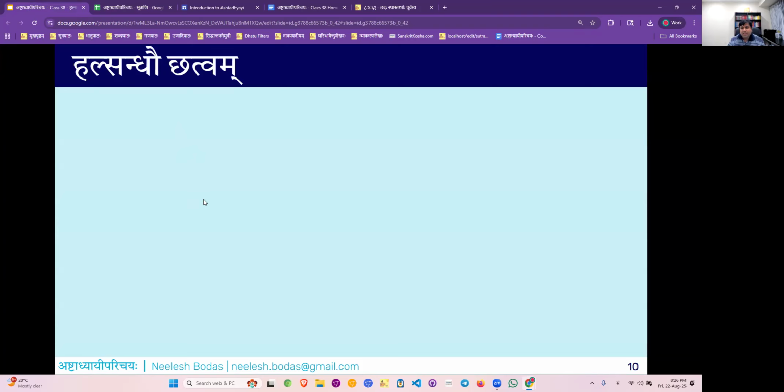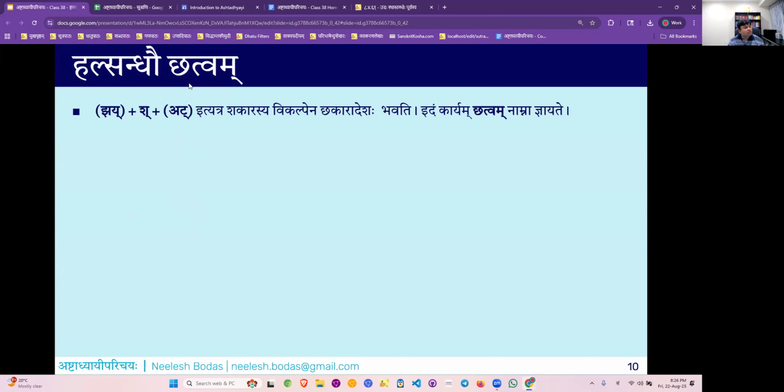Agre gachhamaha. The next one is also a very well-known sandhi, but it is a little complex. Students make mistakes, at least from my observation, get confused. So let's understand this. Hal sandau Chhatvam. The configuration that is needed for Chhatvam is this.